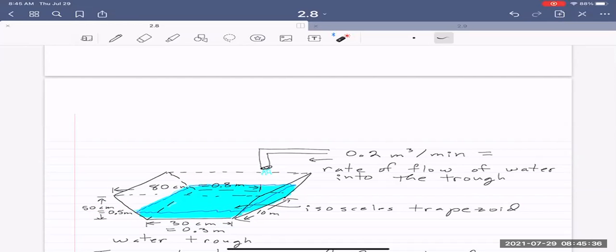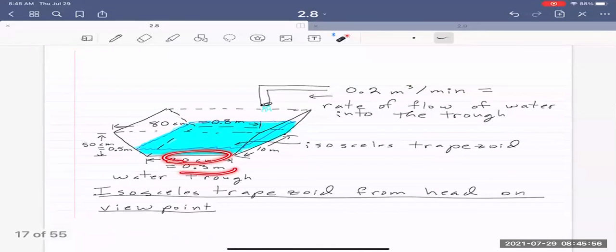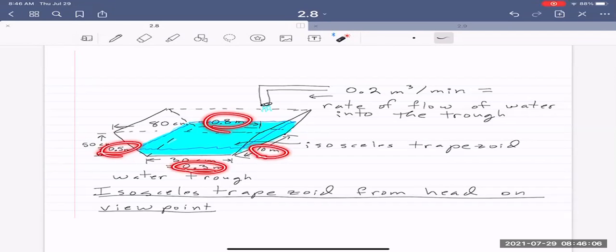Since I'm dealing with cubic meters, I don't want to change from cubic meters to cubic centimeters. So I'll change everything into meters. Well, there are 100 centimeters in a meter. Therefore, 80 centimeters is 0.8 of a meter. 30 centimeters are 0.3 of a meter, and 50 centimeters are 0.5 of a meter. So now I have everything in terms of meters and cubic meters per minute. Okay.